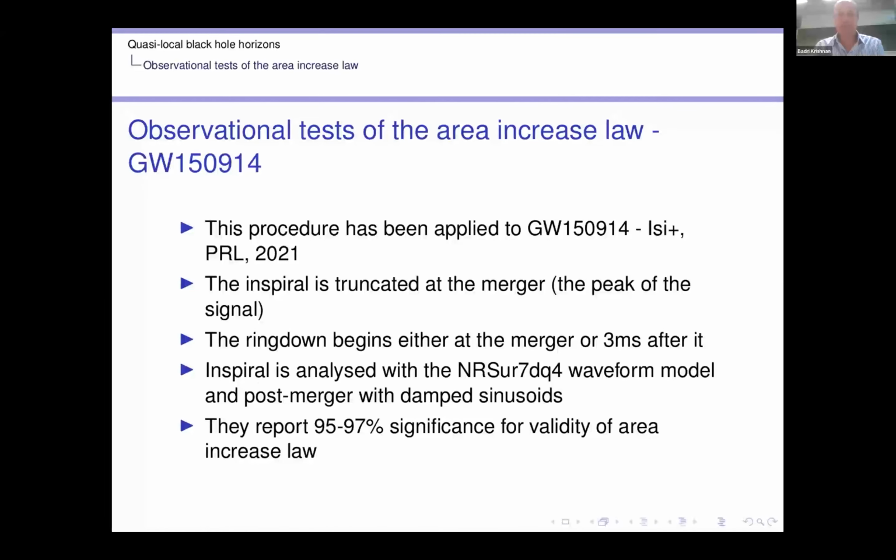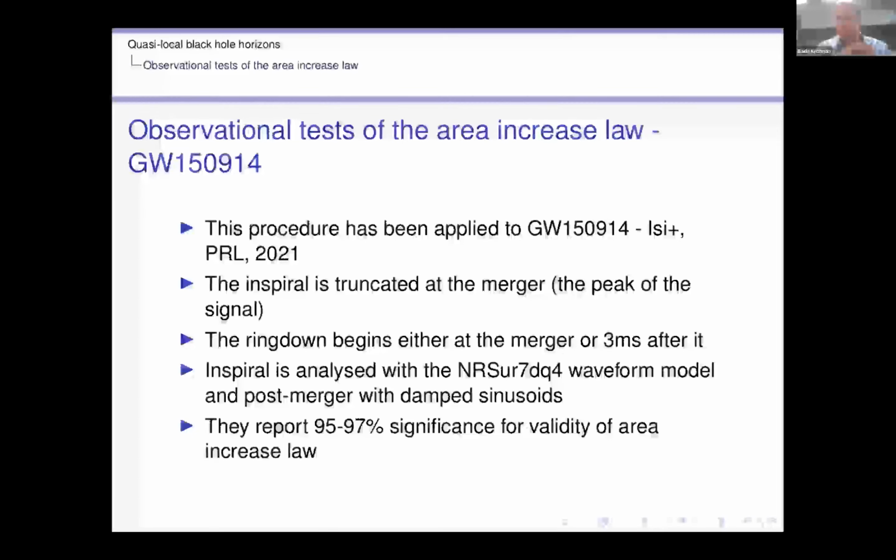So this procedure has been applied to this first event. This is a nice paper by EC et al. from last year. What they do is they truncate the in spiral at the merger, which is taken to be the peak of the signal. And the ring down is then taken to begin either at the merger or a little bit after the merger. Ideally speaking, of course, you want to be as far away from the merger as possible. That would be the strongest test.